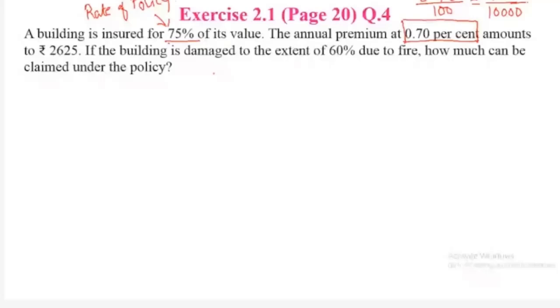Okay, amounts to rupees. What is that rate? This is 0.7 upon 100. 0.7% is a rate of what? It is the rate of premium. Premium rate. And amounts to rupees 2625. What is 2625? 2625 is premium. This amount is premium amount.